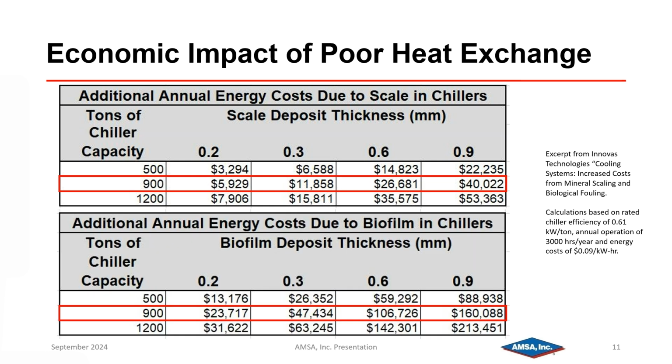Let's look at that same system now with biofilm deposits. Again, a system that is a chiller capacity of 900 tons. When there is 0.2 millimeters of biofouling thickness, the cost of the energy needed to deliver the cooling is nearly $24,000. When that thickness increases to 0.9 millimeters, it jumps up to nearly $160,000. There is a great cost to facility managers if the cooling water systems are not running efficiently.